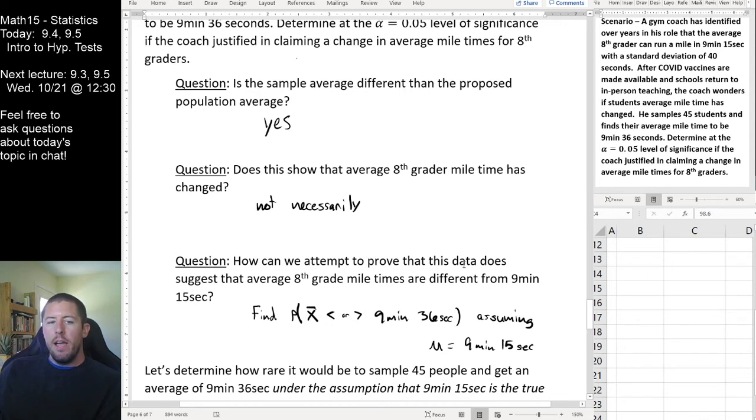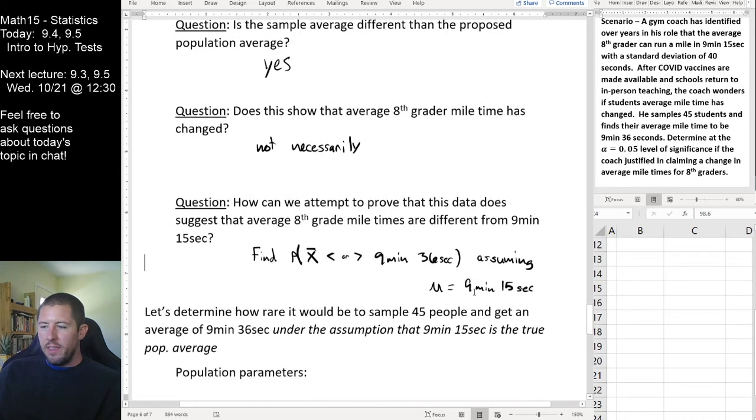And if it's very rare that we would see the sample that we saw, then we'll go ahead and say there must have been a change. If it's not that unusual for us to get the 9 minutes, 36 seconds under the assumption that 9 minutes and 15 seconds is average, then we'll go ahead and stick with that original answer right there.